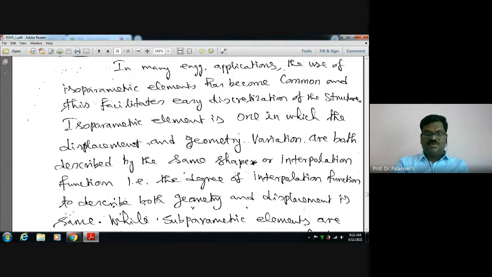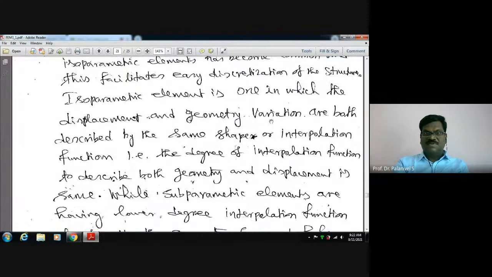So an isoparametric element is one in which the displacement and geometry variation are both described by the same shape or interpolation function. That is, the degree of interpolation function to describe both geometry and displacement is the same.